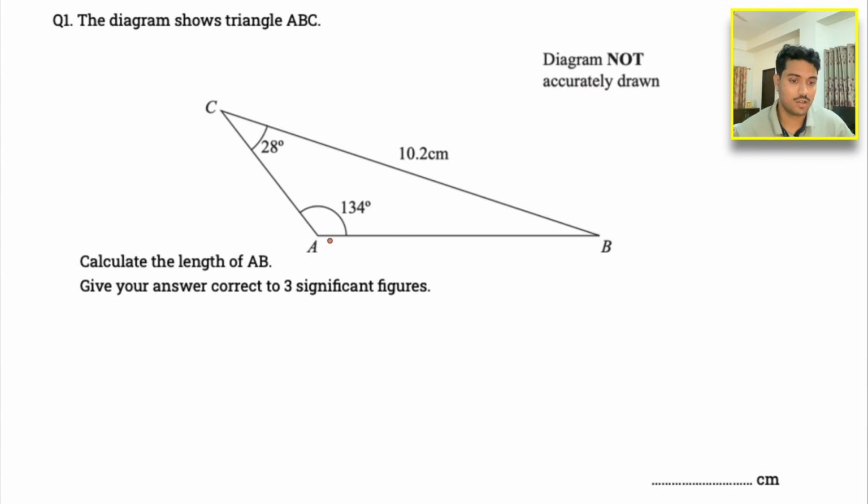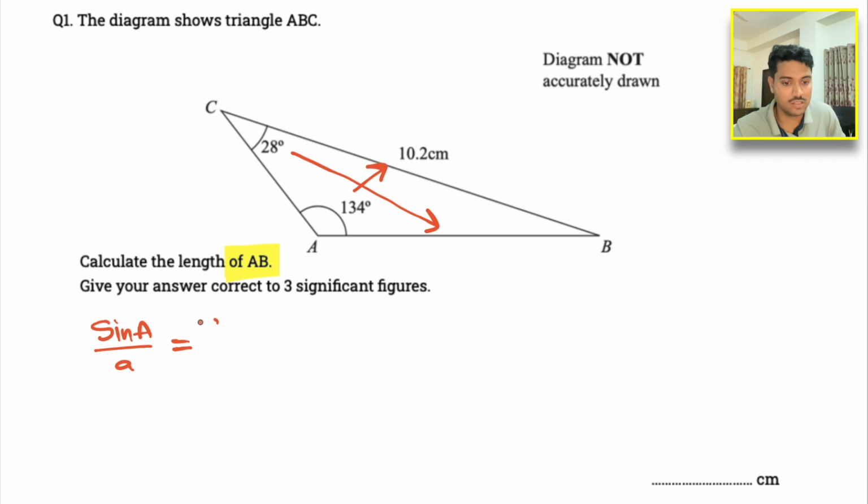So we'll go a little faster now. It says the diagram shows triangle ABC. We can clearly see that angle A is 134 degrees. The opposite side is given to us. Angle C is given to us, and they're asking us to find the length of side AB, which is the opposite of angle C. So here we can quickly apply the sine rule. We can write sine A upon a is equal to sine C upon c, which is actually the AB length that we have to work out.